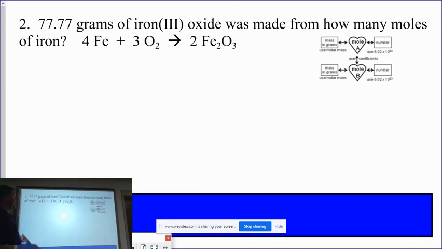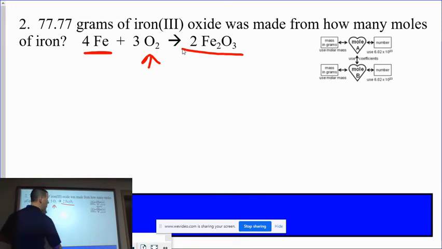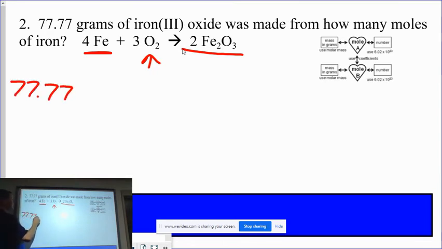So now we're left with the last problem that we're going to do today. It says you have 77.77 grams of iron 3 oxide. It was made from how many moles of iron? It's telling us how much of this we have, and it wants to know how much of this I had to put into it. And oxygen is coming from the air, so that's why we're not too worried about that. So I start with the number that they give us, 77.77 grams of Fe2O3.